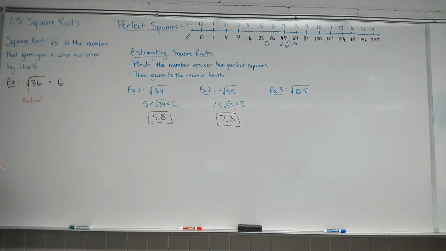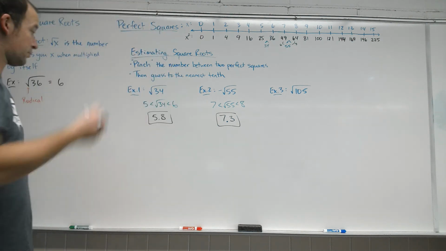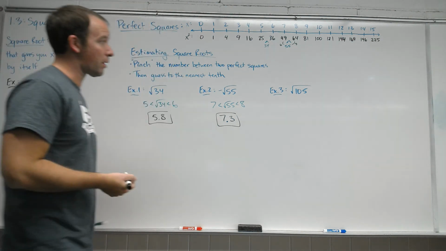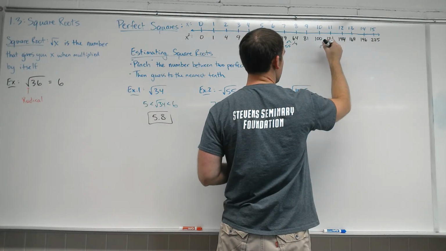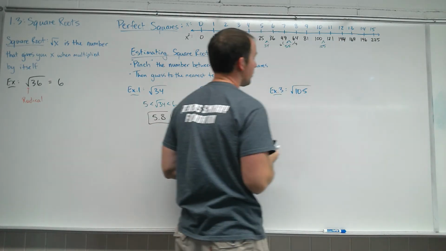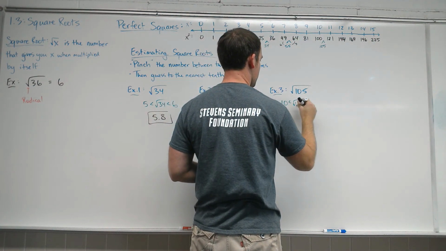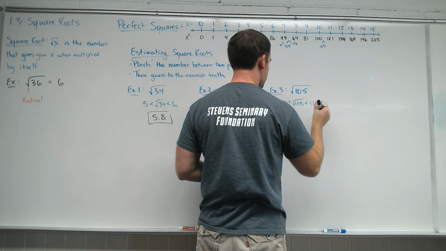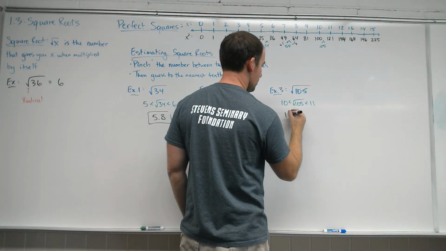And then the last example, again, if you want to pause the video and try it on your own quick and see what you get. Otherwise, we'll just keep going. The square root of 105 is up here between 10 and 11. So the square root of 105 is somewhere between 10 and 11, which means it's 10 point something.